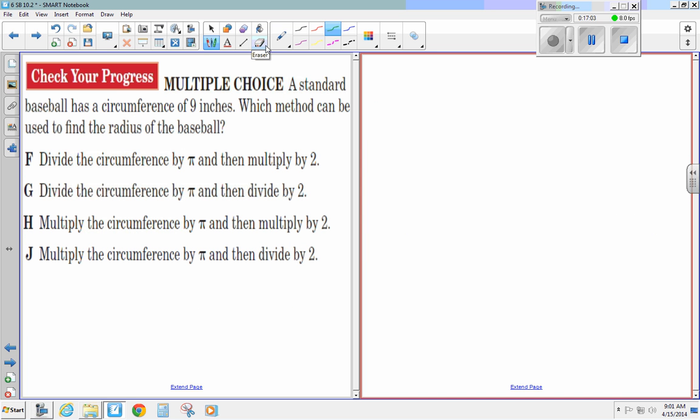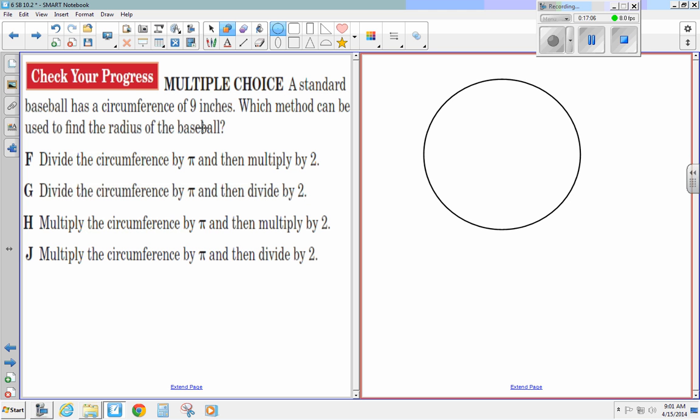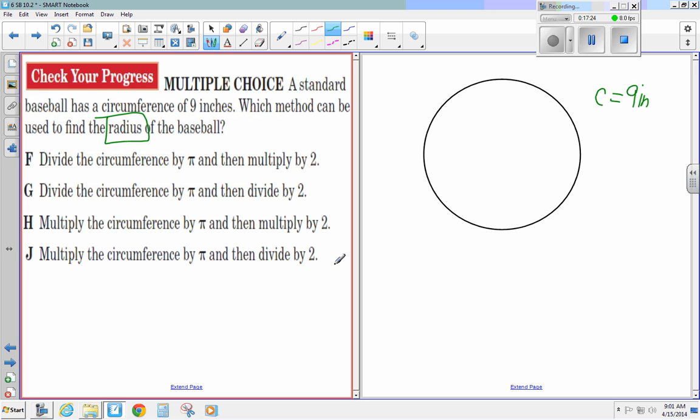All right, so take a look at this. A standard baseball has a circumference of 9 inches. So now we have C is equivalent to 9 inches. Which method can be used to find the radius of a baseball? So we're looking for the radius. Well, circumference equals 2 pi r, where r is the radius.